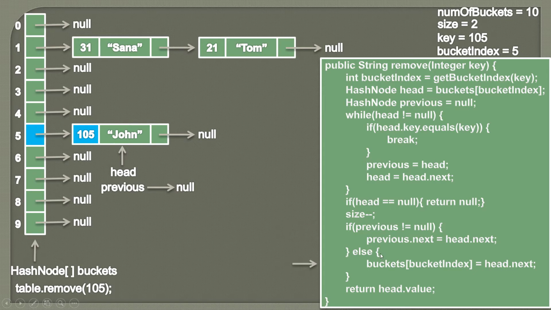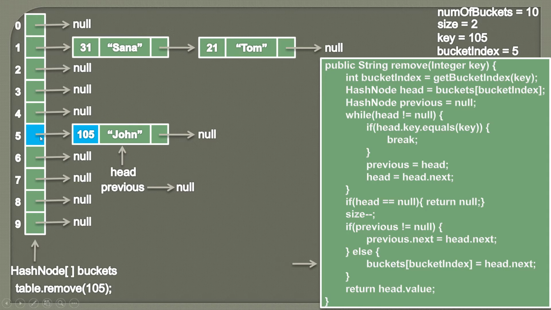And the else part will be executed. Here we want to remove this node from the list. So what we do is, and we know that this is the first node which is being referred by the buckets array at bucket index. So in order to free this node, we need to remove this link. We will assign head.next value to the buckets array at bucket index.